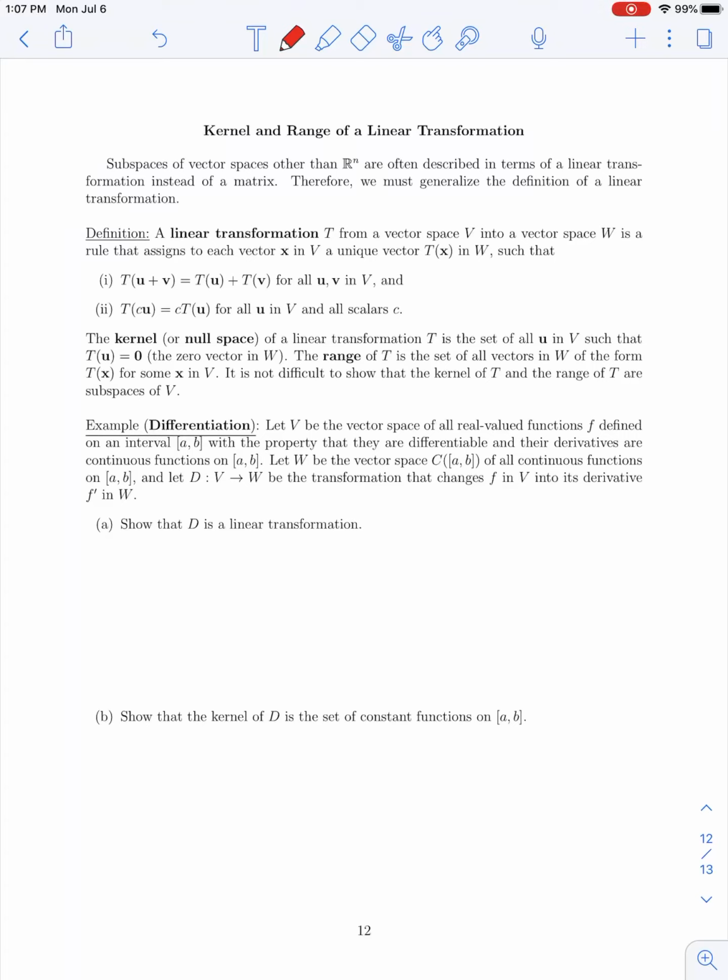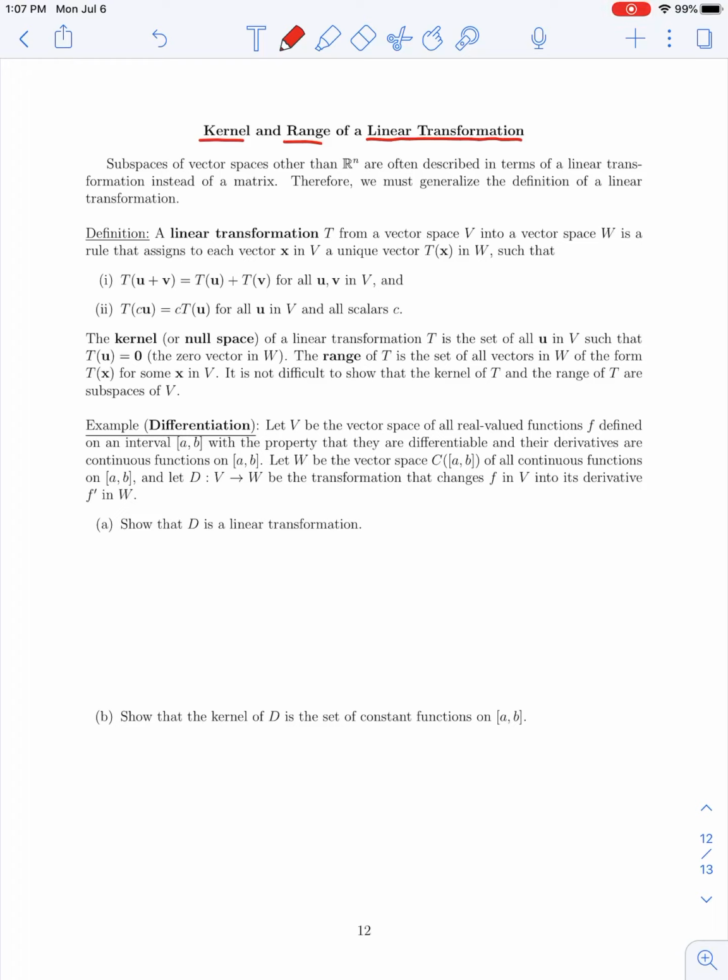Okay, in this lecture, we're going to finish up with our section 4.2 material on the column space and null space of a matrix and how they relate to linear transformations. So this last part of the section will deal with the kernel and the range of a linear transformation, which are directly related to the column space or null space of a matrix.